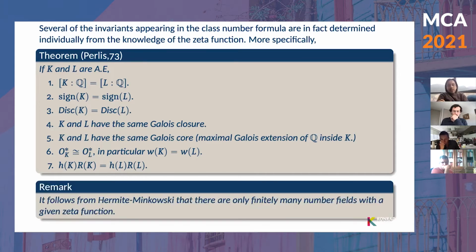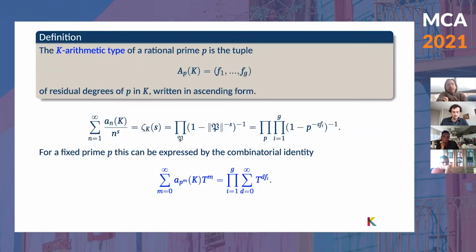Now, one thing that item 3 gives us is that number fields that have the same Dedekind zeta function are not that many, in the sense that there are only finitely many. Why? Because the discriminant is implied by the Dedekind zeta function. The natural question is, maybe there is only one. Maybe the Dedekind zeta function is also a complete invariant, in the sense that two number fields having the same Dedekind zeta function would be the same. The answer is no, but people studied this a little bit more.